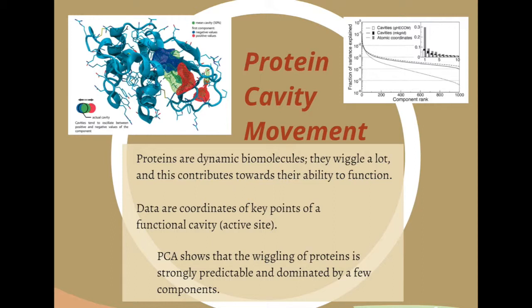PCA is applied to all the predicted changes in shape, finding the most expansive changes and thereby revealing the most likely mechanism for binding. Only a dozen or so PCs are needed to explain 99% of the variance in cavity movement.